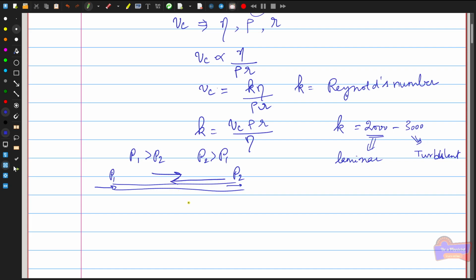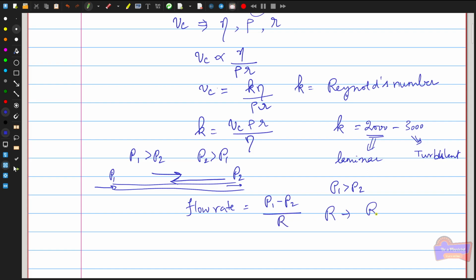So I can write the flow rate of the liquid as P1 minus P2. Suppose P1 is greater than P2, then I can write the flow rate equation as (P1 minus P2) divided by R. Here R is the resistive force occurring in this liquid during this motion. This resistive force comes into the picture due to the viscosity of the corresponding liquid.